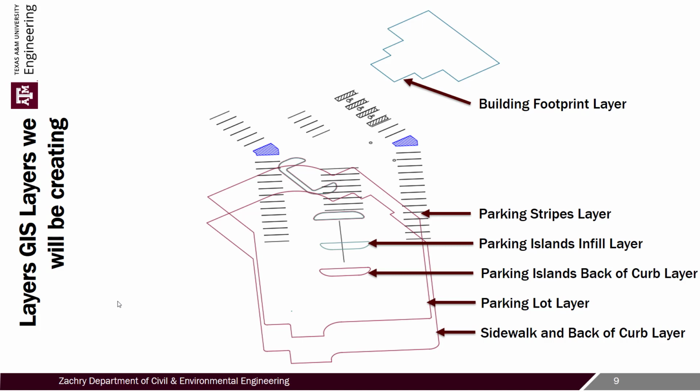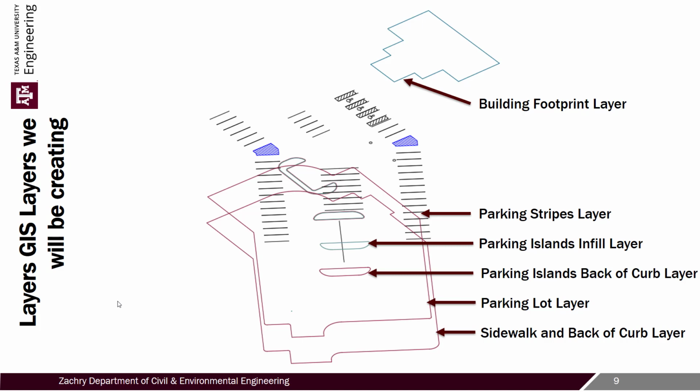So we have all of our parking islands. So we want to put those in. But when we put in the parking islands, normally those are going to have grass or something inside. And so we want to actually have what's called a parking island infill layer. Now that we have our parking lot, the last layer that we're going to put in the actual parking lot area will be our parking stripes.